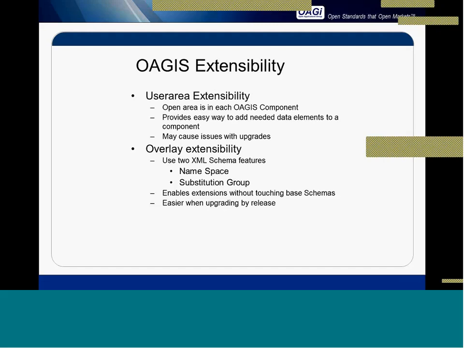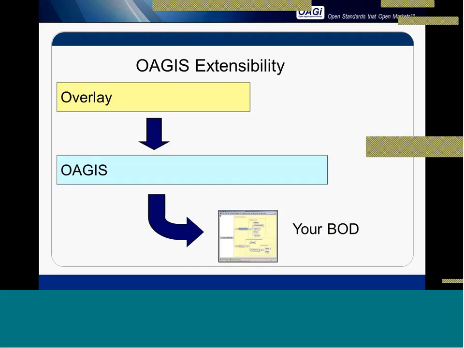As a result of that, our members developed another kind of extensibility called overlay extensibility, and it uses an XML schema advanced feature called a substitution group. It enables you to build your changes once again within your namespace or library, and then plug those in using substitution group capabilities so that it looks like this. We have the base OAGIS, then we have your overlay in the form of a substitution group, and out comes your version of the business object document. Benefits to this include the fact that it doesn't touch the base OAGIS.